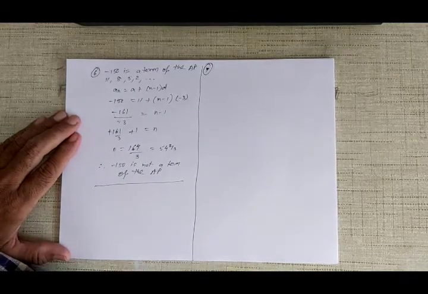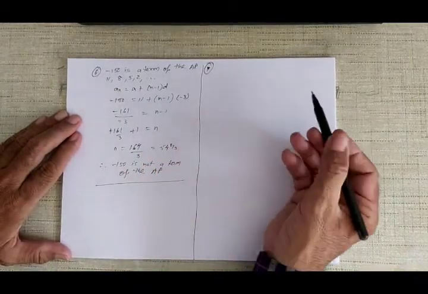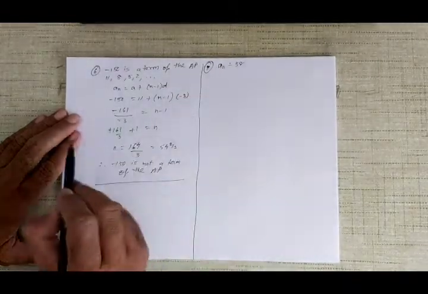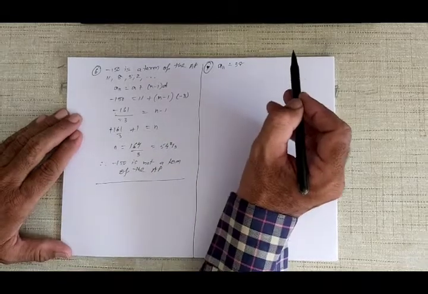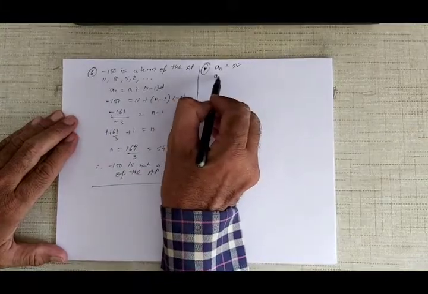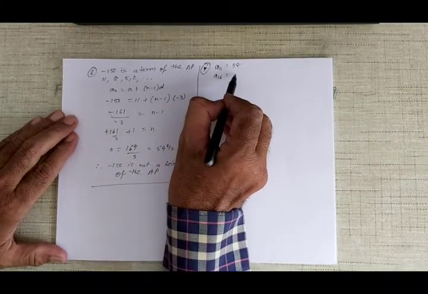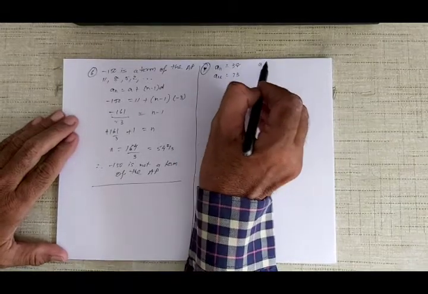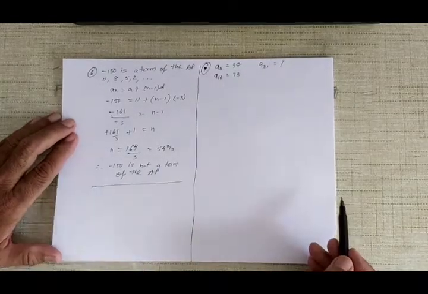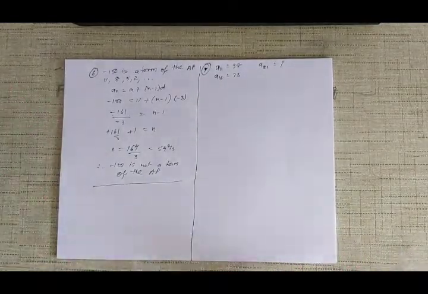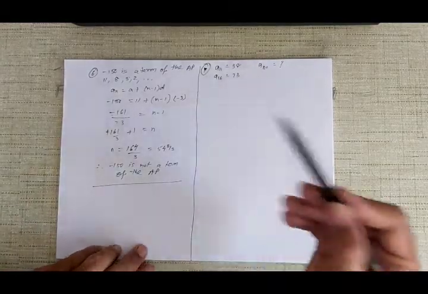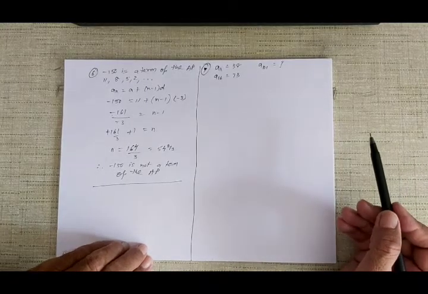Alright, number 7 says find the 31st term of an AP whose 11th term is 38 and 16th term is equal to 73. So the 11th term is equal to 38, A of 11. And you want to find the 31st term, A of 31 is equal to question mark. Look, we are not given A, the first term, nor the last term, nor the AP, nothing. We have to find the AP. In fact we want to find the 31st term. For the 31st term, first of all we have to find the basic things like A and D.